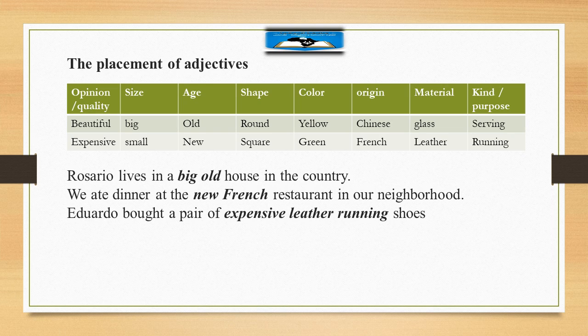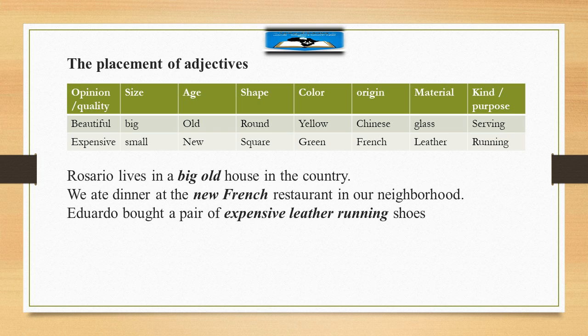So if you look at the examples, Rosario lives in a big old house in the country. Big, because of size, comes first, and then old, which indicates age, comes second. We don't say lives in an old big house. You have to put them this way: big, the size, and then the age. So Rosario lives in a big old house in the country.